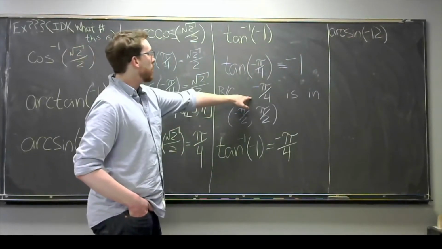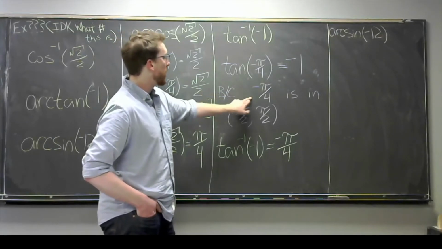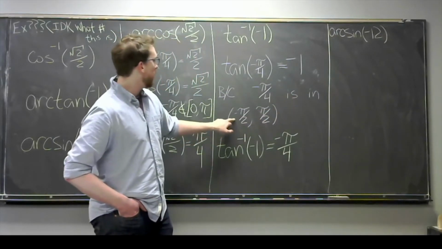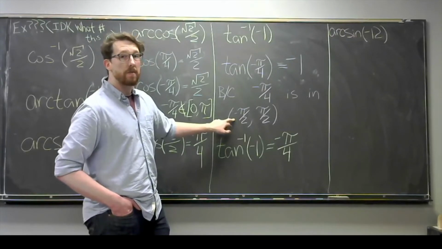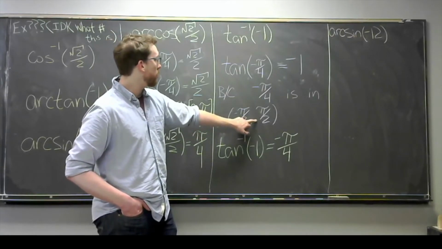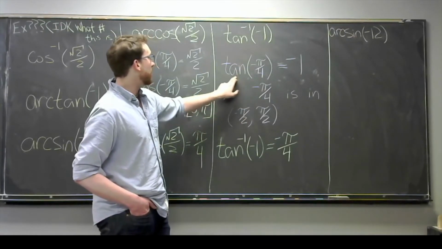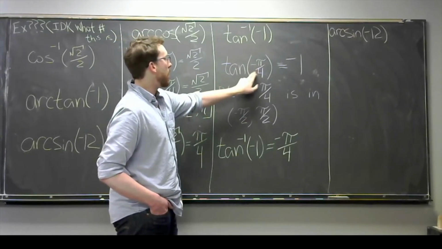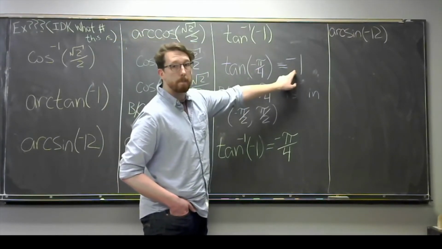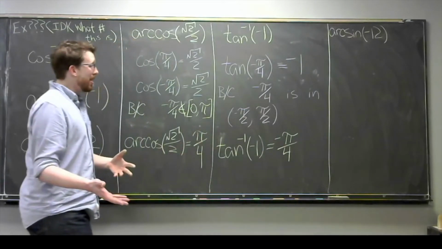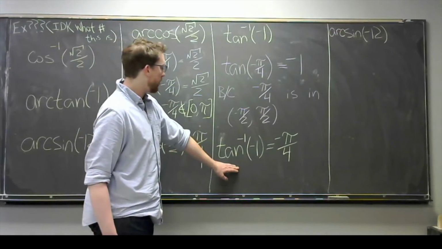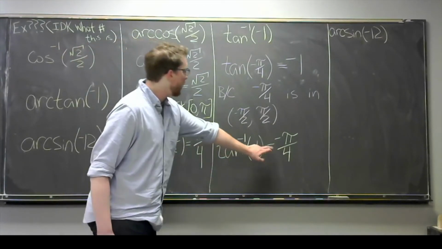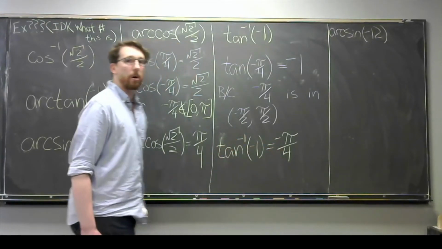So, because negative pi over 4 is inside that interval, negative pi over 2 to pi over 2, and because the tangent of negative pi over 4 is equal to negative 1, it must be that the arc tangent of negative 1 is equal to negative pi over 4.